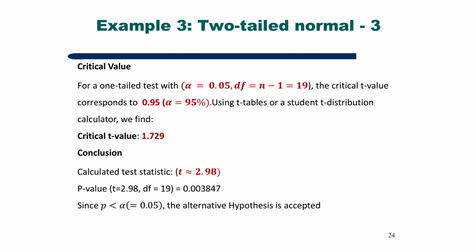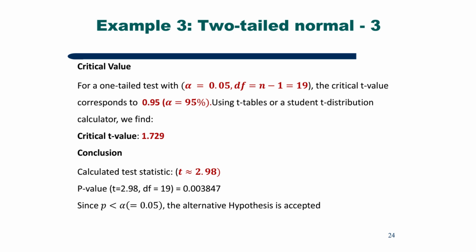Critical value. For a one-tailed test with alpha equals 0.05, df equals n minus 1 equals 19, the critical t-value corresponds to the significance level 0.95, 1 minus alpha, equals 95%. Using t-tables or a student t-distribution calculator, we find the critical t-value as 1.729.